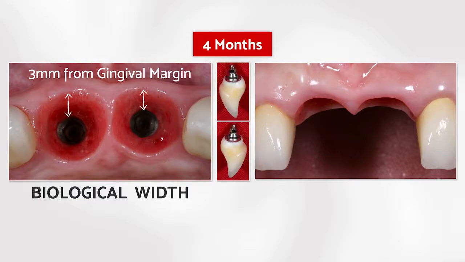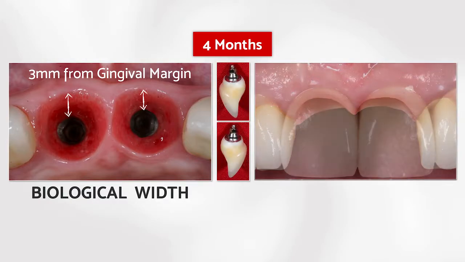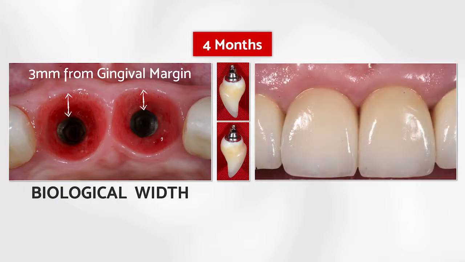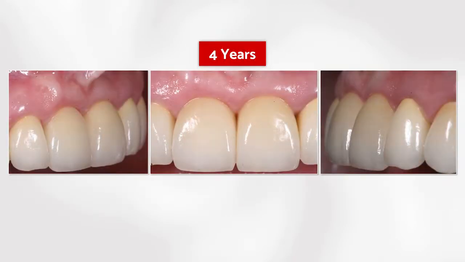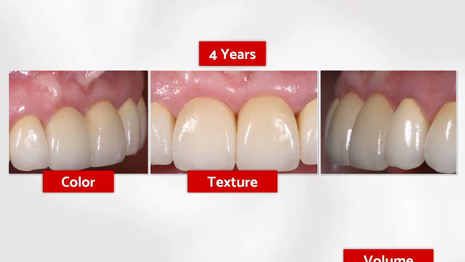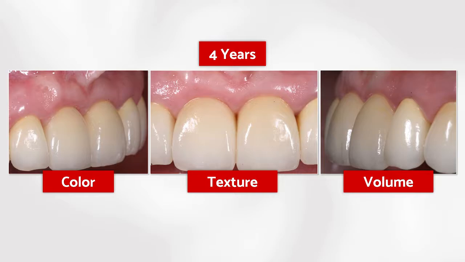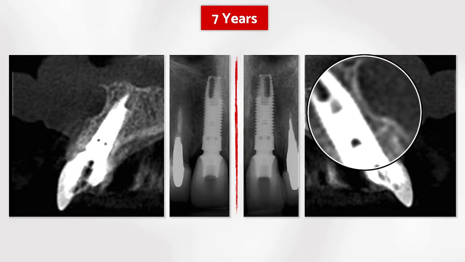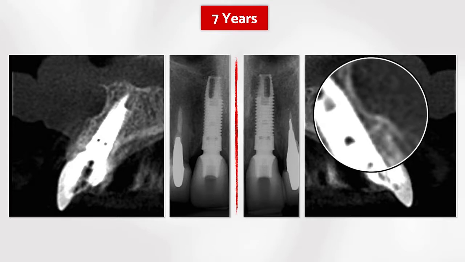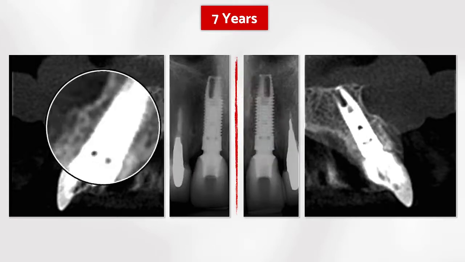The impression was taken, the final screw retained porcelain restorations were made, and the crowns were delivered. Here the post-op after 2 years, we have the soft tissue maintenance around these 2 single crowns around the implants. 4 years post-op, remember that we have to check the maintenance of the color, the texture, and the volume of soft tissue. And this CBCT scan was taken after 7 years. Take a look here. Here we have the connection between the remaining bone and the bone grafted in the left side and here in the right side.